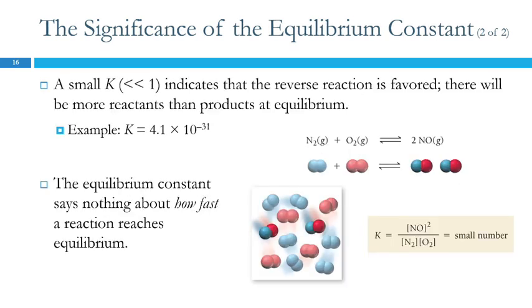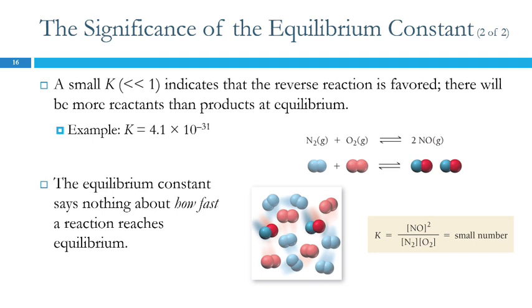If we have a small K, much less than 1, 4.1 times 10 to the minus 31, really small. Well, that tells us if K is small, then the numerator must be small and the denominator must be big. So large reactant concentrations, low product concentrations.